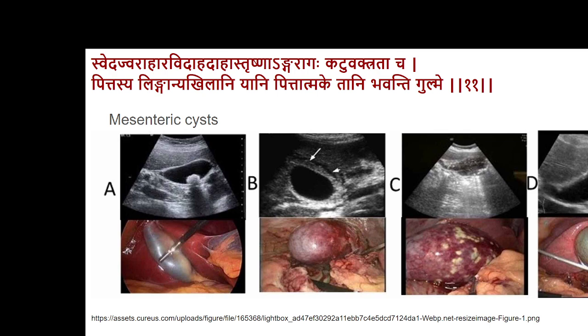Now that's exactly seen in the case of cholecystitis. There was an error of typing. It's not mesenteric cyst, it should be cholecystitis. Some error of typing there.